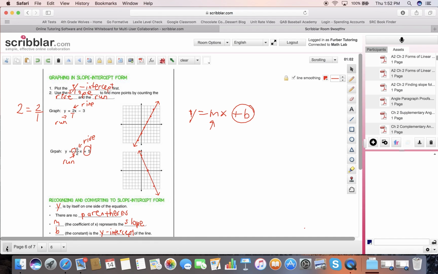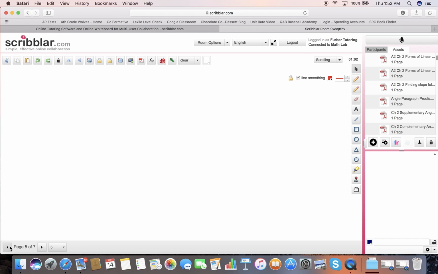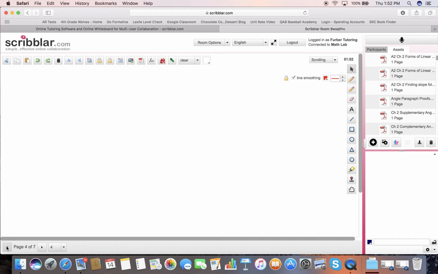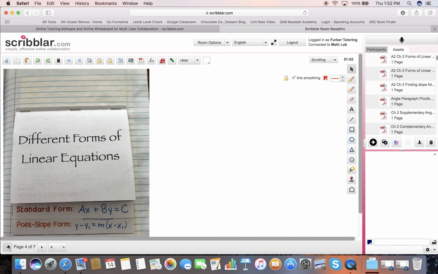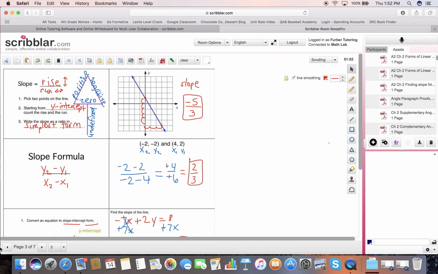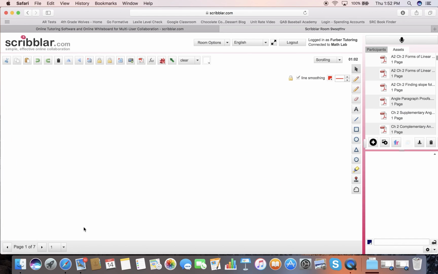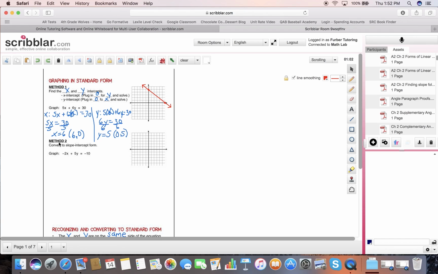Okay, so let's go back to standard form. Remember standard form? Standard form was the first one we did. I'm going to go back to that. And we left method 2 blank because method 2 tells us to convert to slope-intercept form, and we hadn't learned slope-intercept form yet. But now we know how to do it. So we're going to convert to slope-intercept form.